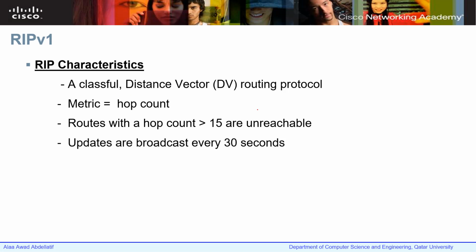Of course, the maximum hop count will be 16. So if a route has a hop count greater than 15, I will consider it unreachable. So the maximum length for any route for me is 15. If the number of hops in any route is 16, it means that it's unreachable. It also supports periodic updates, and these periodic updates occur every 30 seconds. So every 30 seconds, the RIP protocol will send updates, and these updates will include the whole routing table.